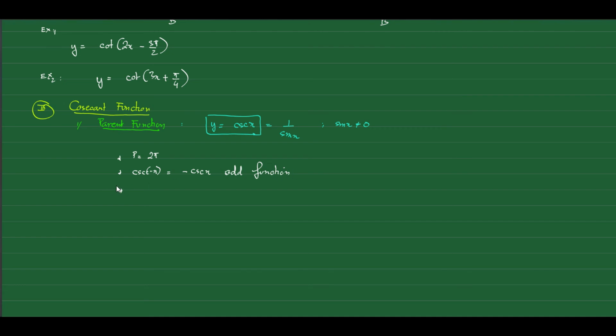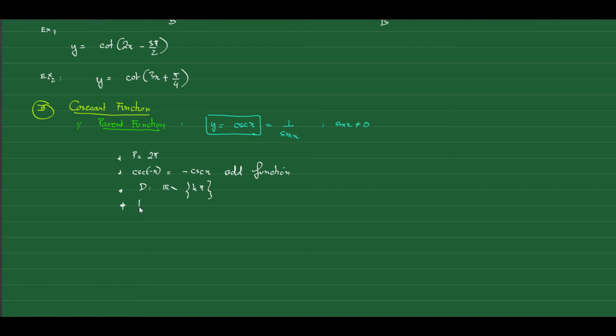And the domain will be all real numbers except for k pi, because these are the values that make the sine equal 0, which is undefined right there. Remember, sine of pi is 0, sine of 2 pi, 3 pi, and so on are 0. So 0 is undefined, so the vertical asymptote will be over there.